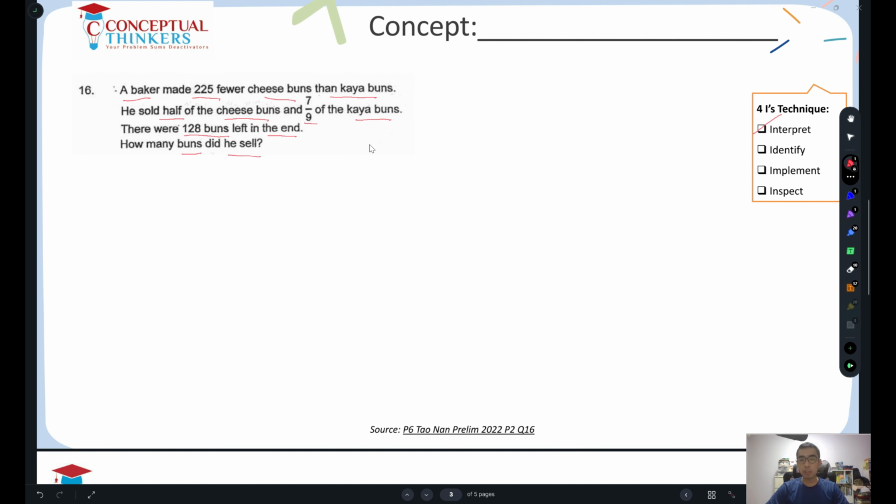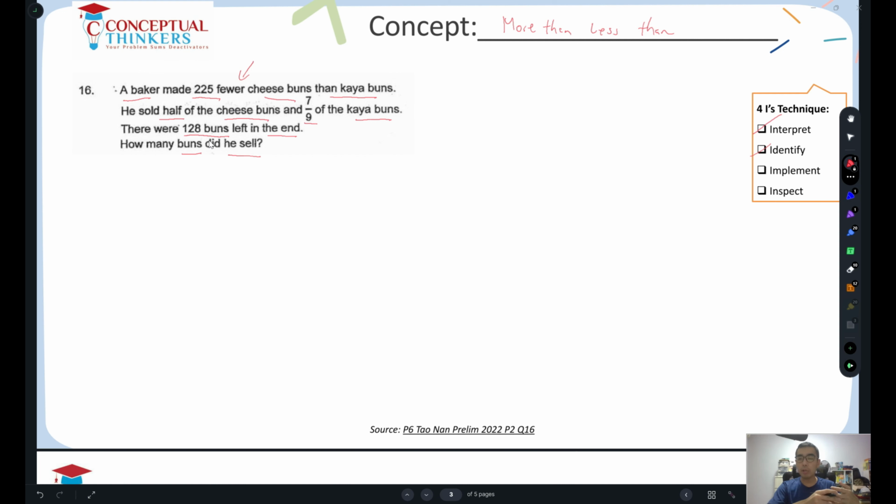Now this question is under a concept called more than, less than question. So this is how I identify the concept. There's 225 fewer cheese buns than kaya buns. So this is actually a very important key phrase. Now they also mention the quantity left in the end, and in terms of fraction, the category of items sold. So we have half on the cheese buns and 7/9 on the kaya buns.